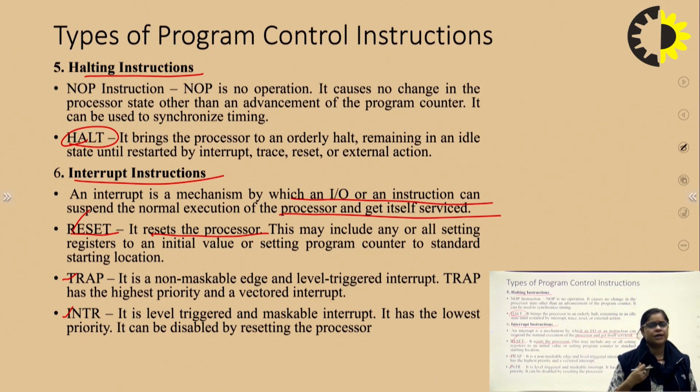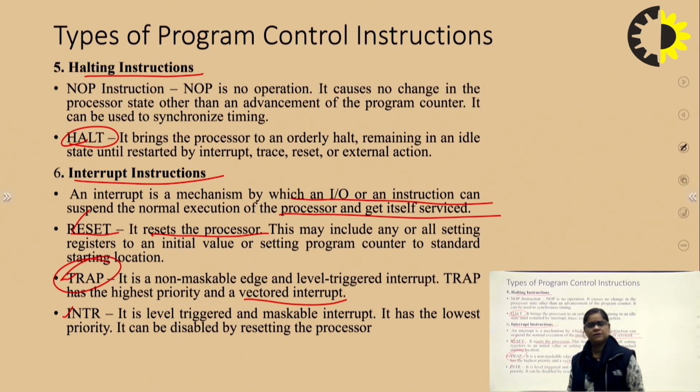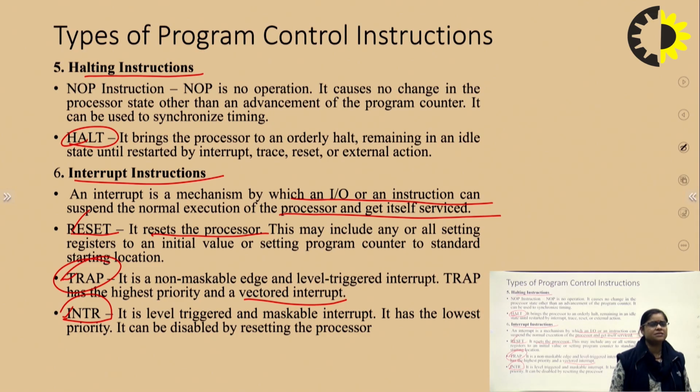Now, when I am talking about the trap, trap is nothing but a non-maskable, edge and level triggered interrupt, right? We have to keep in mind that trap is considered to be the highest priority, and basically it is a vectored interrupt. When you study interrupts in detail, you will find there are two types of interrupts. One type is the vectored interrupt, and trap is considered to be a vectored interrupt.